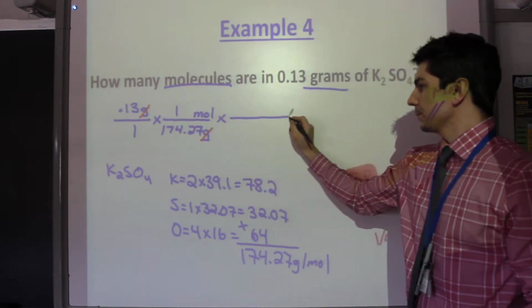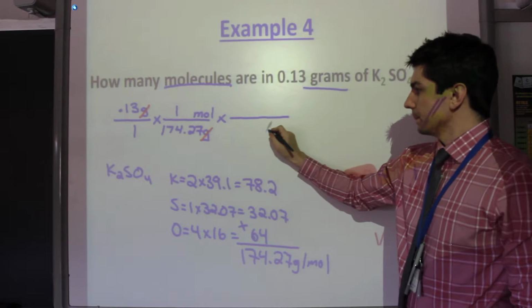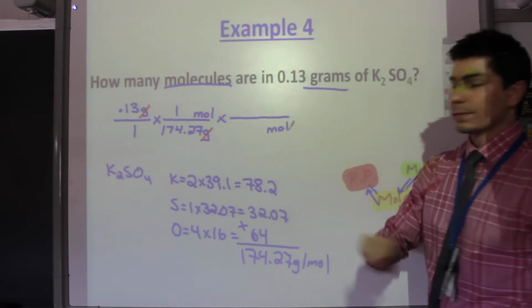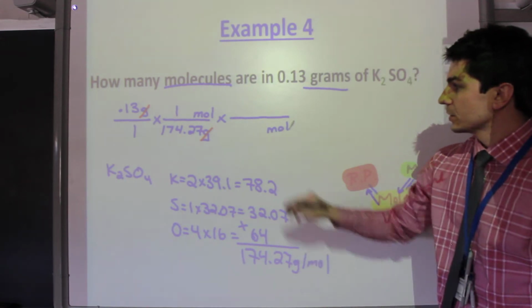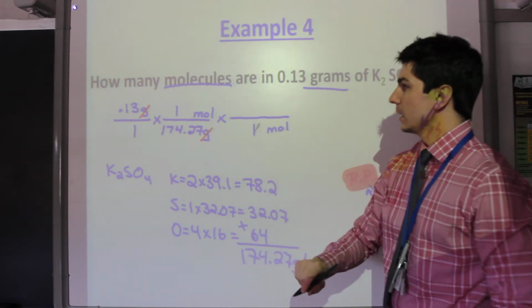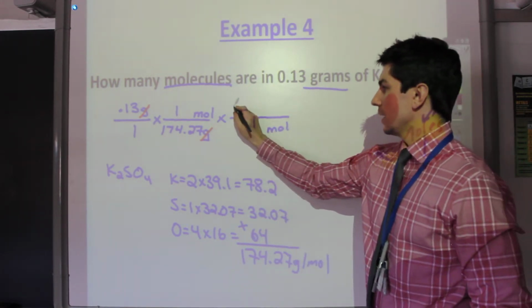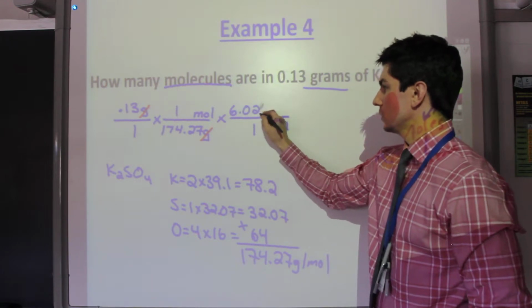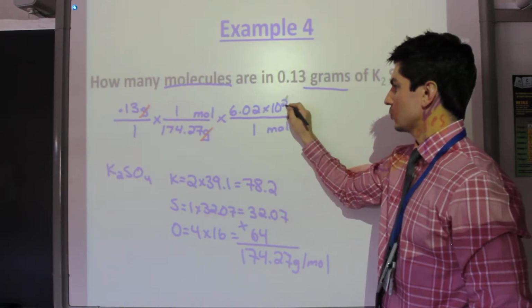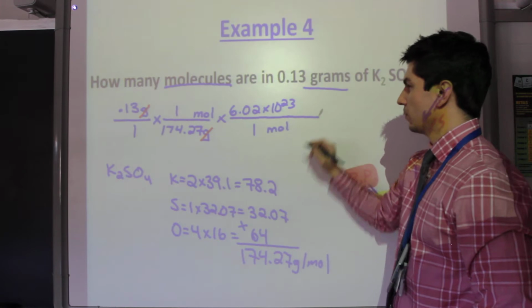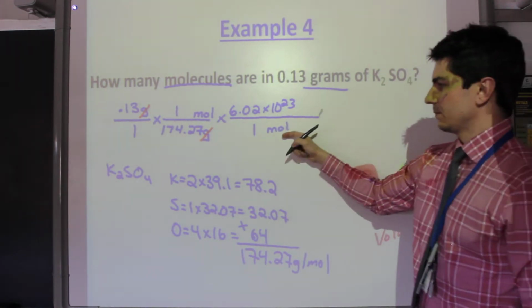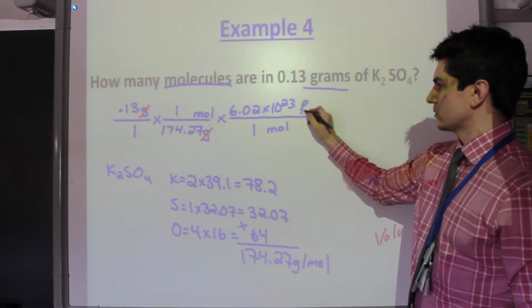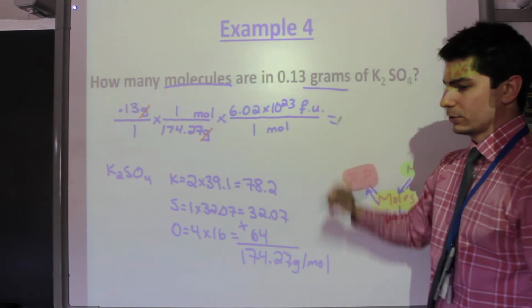Our last step: I have moles on top, so I need moles on the bottom of my next conversion factor in order to eliminate those units. In 1 mole, I have 6.02 times 10 to the 23rd molecules. But I don't want to use molecules because it's moles, and it kind of sounds like molecules, so I'm just going to call them formula units, or FUs.